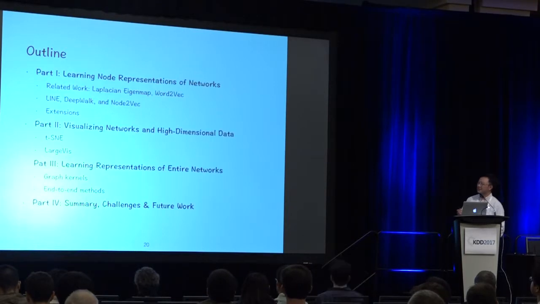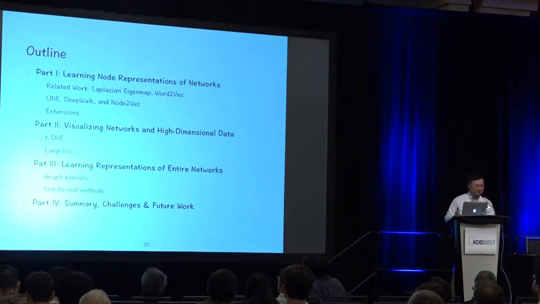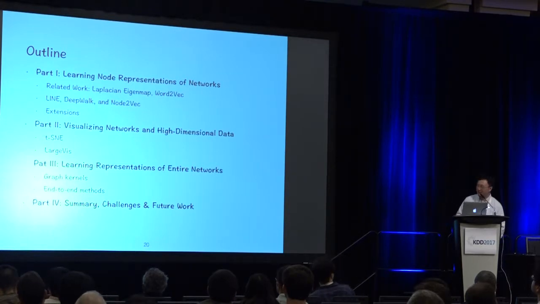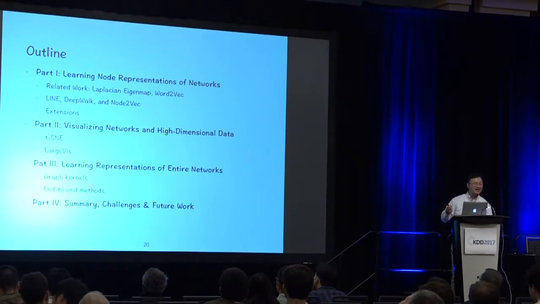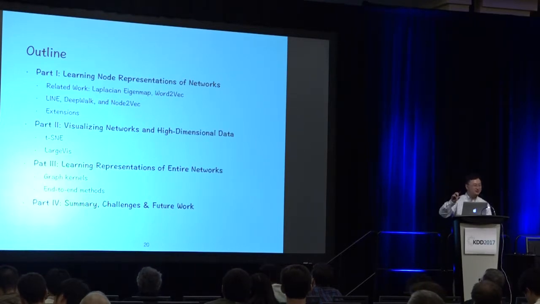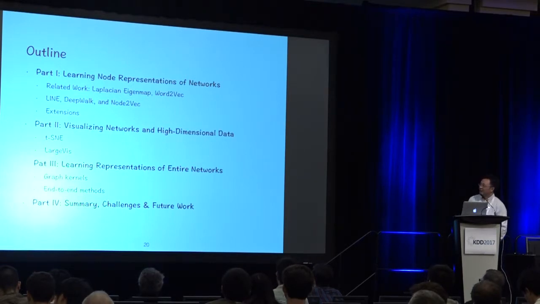All right. So this is the outline of this tutorial. The tutorial can be partitioned into three major parts plus part four for summary. In the first part, we will talk about how to learn the node representations of a network. That is a basic task, and also the most mature work in the literature. The goal is to find continuous vector spaces that can map every node in the network into a low dimensional space.